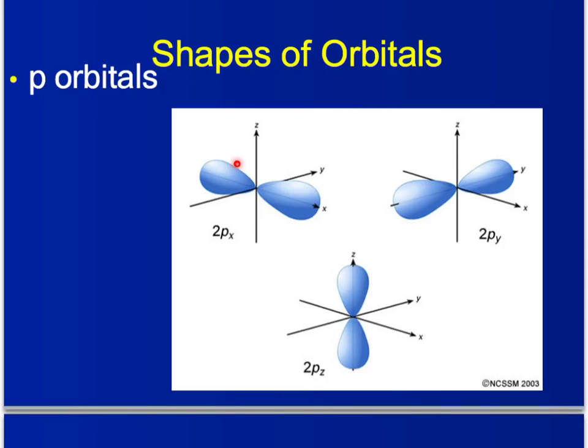For the p orbitals, they exist in what we call a dumbbell shape. They remind us of a dumbbell. On the previous slide it said that the p orbitals have 3 different suborbitals, and you can see that there's 3 different ones here because they can exist on the x, the y, or the z axes. You can see they run along the x-axis, the y-axis, or the z-axis.